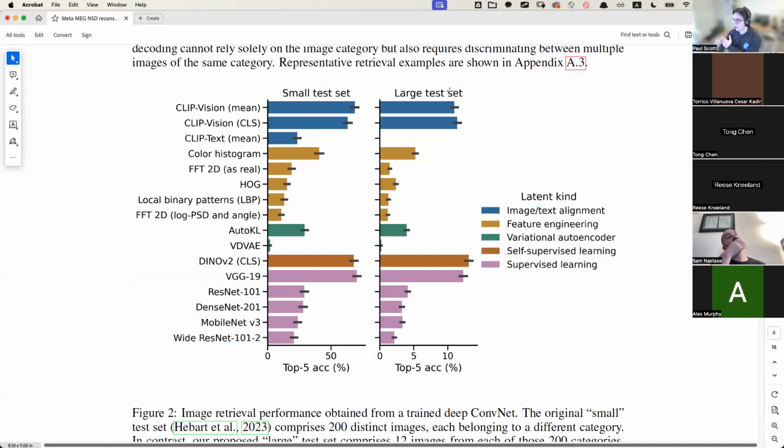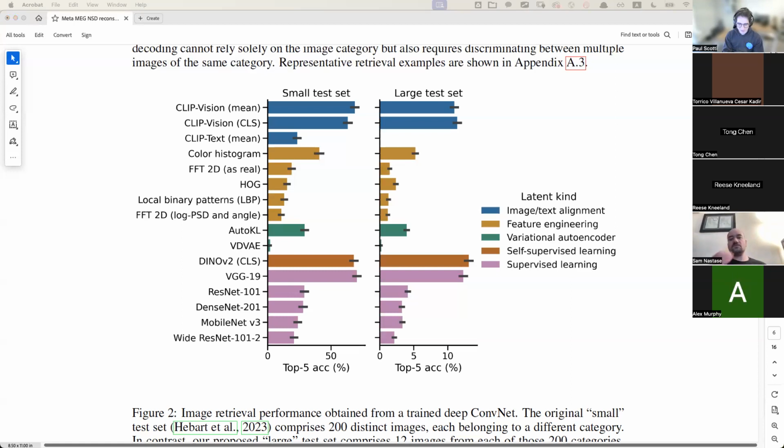So the large test set is harder because it contains multiple examples of the categories that were in the small test set. The small test set is composed of unique category images. Retrieval is basically trying to find the right category. The large test set has multiple examples of the same category within this bigger bank of images. That's why the performance is worse, because you have to more finely retrieve the details of what the original image was, maybe not just the category level. So that makes it harder.